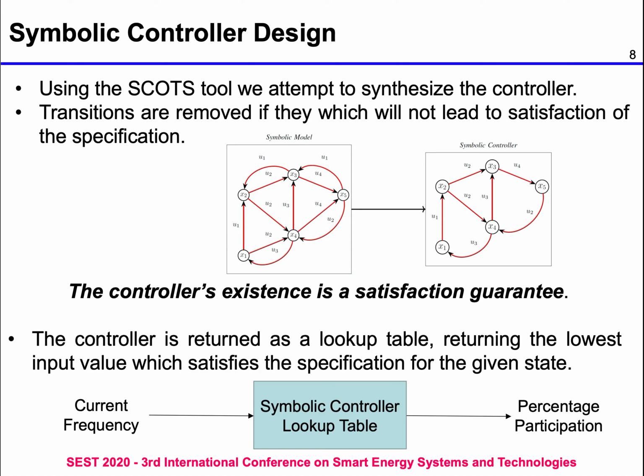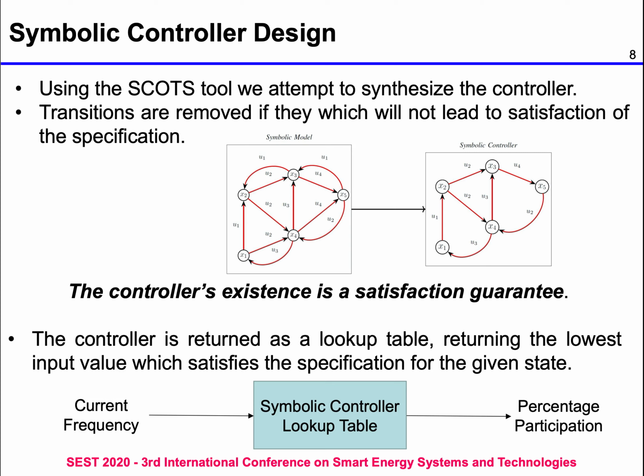Using the SCOTS tool, we then attempt to synthesize the controller. Transitions are removed from the transition relation if they do not lead to the satisfaction of the specification. So we have the symbolic model diagram again. You can see between x4 and x5, there is a transition using the input u4. This is removed in the symbolic controller, which must mean that using that transition between states, we would not satisfy our specification.